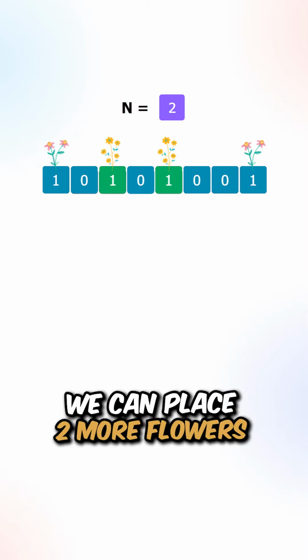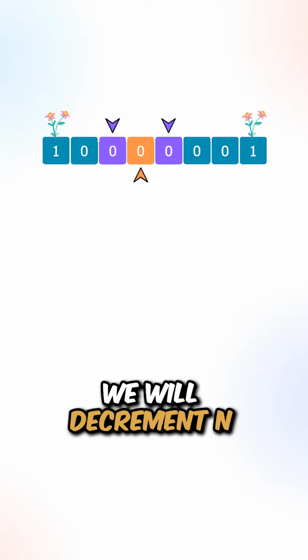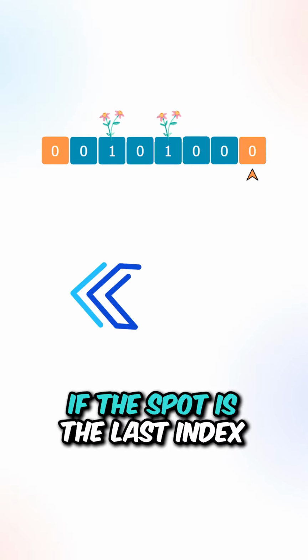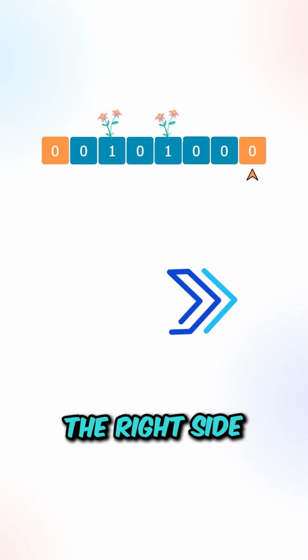For each of the empty spots, we can place a flower if the left and right spots are empty. And each time we place a flower, we will decrement n. Now, if the spot is the first index, then we don't need to check the left side. If the spot is the last index, we don't need to check the right side.